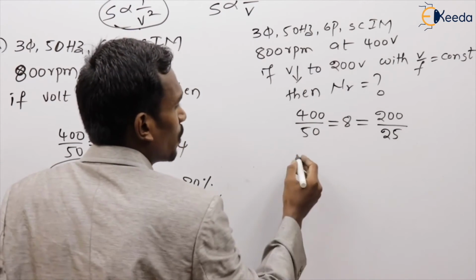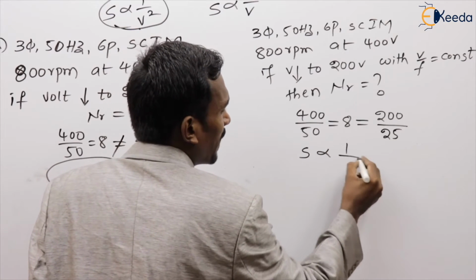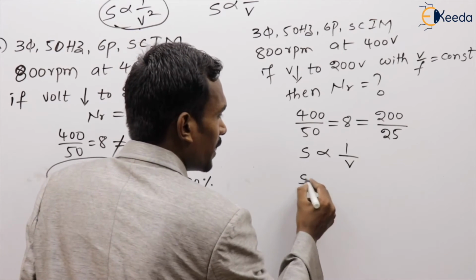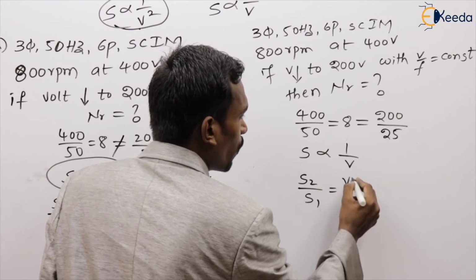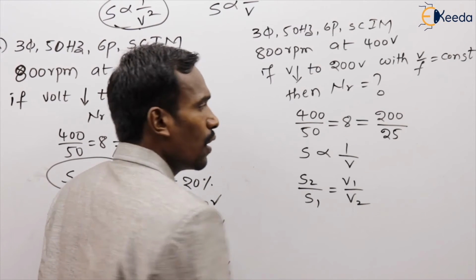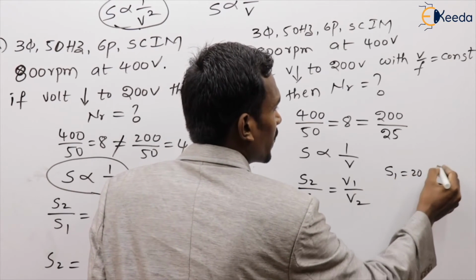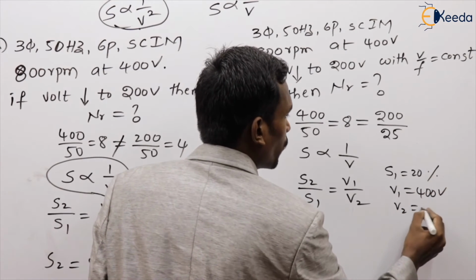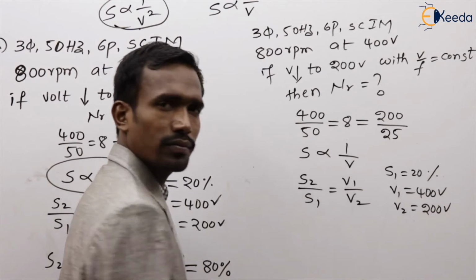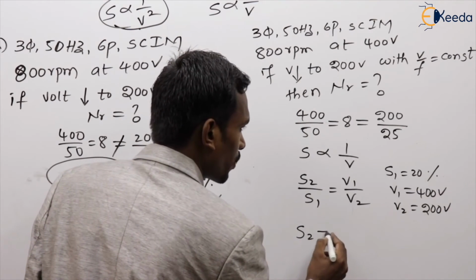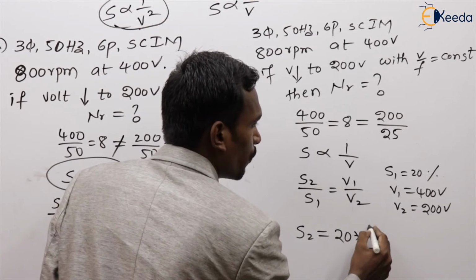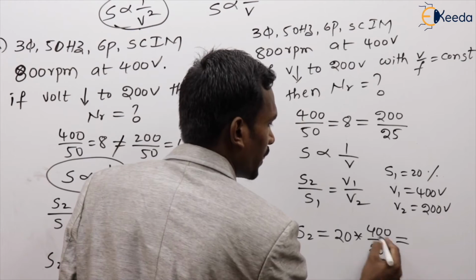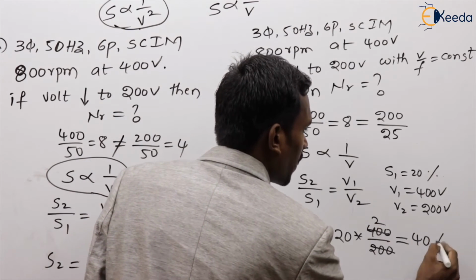Now tell me, what is the formula? If V by F is constant, slip is inversely proportional to V. Nothing but S2 by S1 is equal to V1 by V2. What is S1? S1 is 20%. V1 is 400 volts. V2 is 200 volts. S2 is equal to S1 into V1 by V2, 400 by 200, which is twice. What is the answer? 40%.